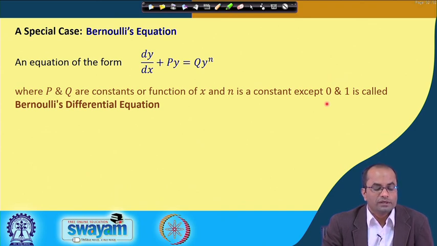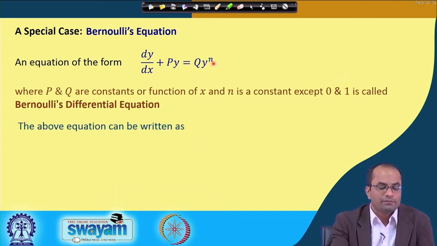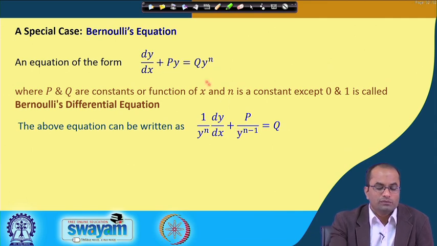How can we do that here? If we divide by y power n, then this equation can be written as: y power n goes to the left hand side in the denominator, so 1 over y power n, then dy over dx, then p, and here y power n minus 1.